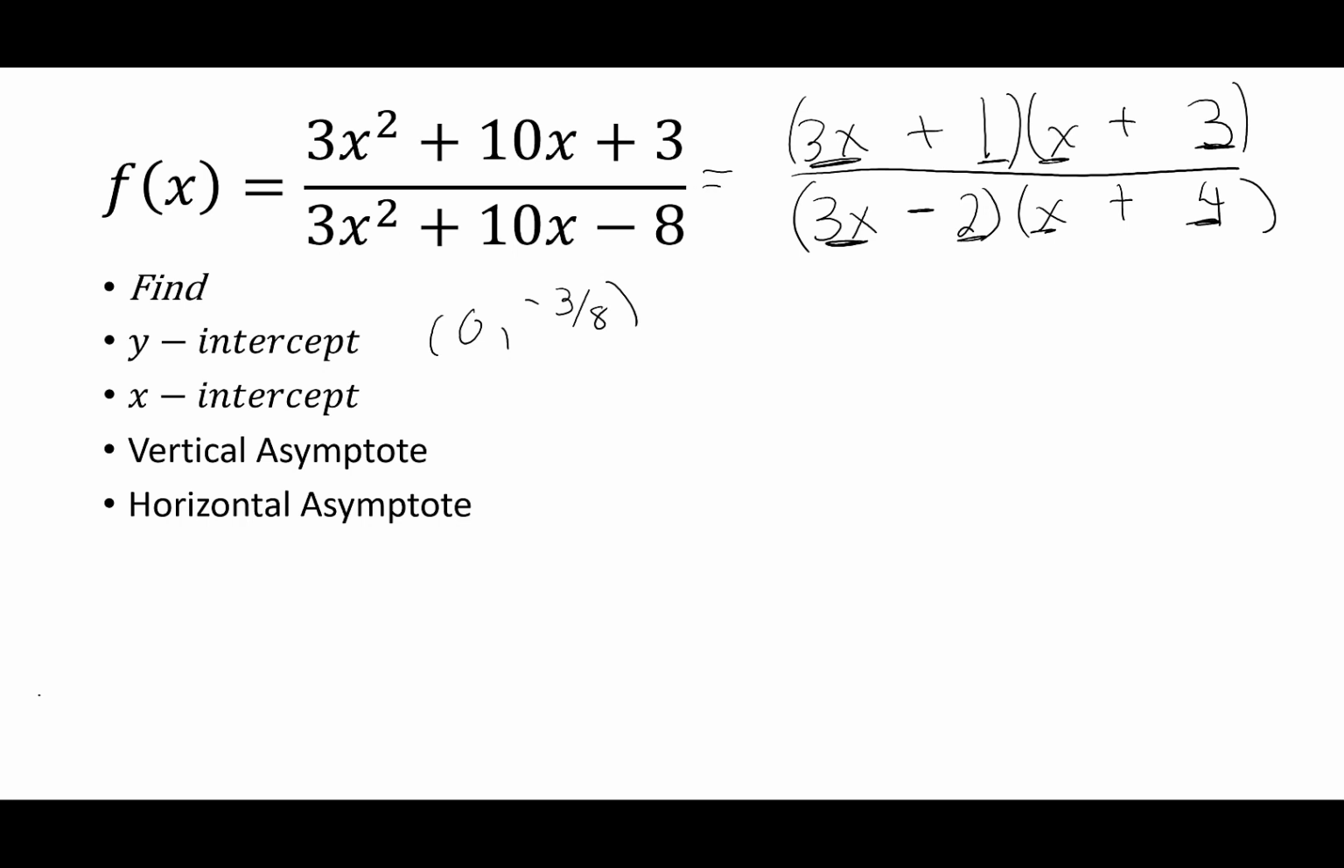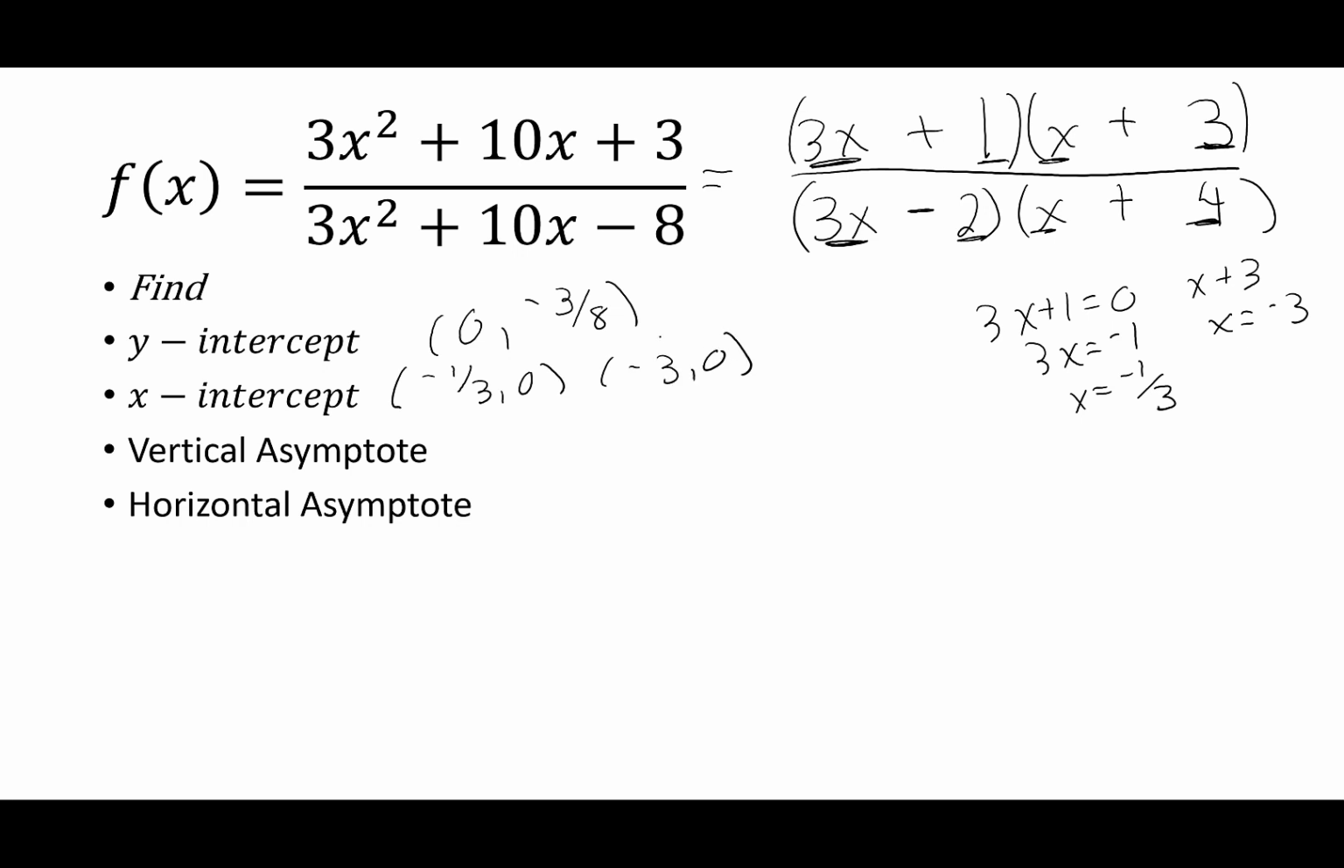The x-intercept looks at when the numerator is equal to 0. So I have this 3x + 1 and x + 3. 3x + 1 is 0 when 3x is -1, x is -1/3. And then the x + 3 is 0 when x equals -3. So I'm going to write the intercepts as points because I don't want you to get confused between vertical asymptotes and intercepts. So I have (-1/3, 0) and (-3, 0).